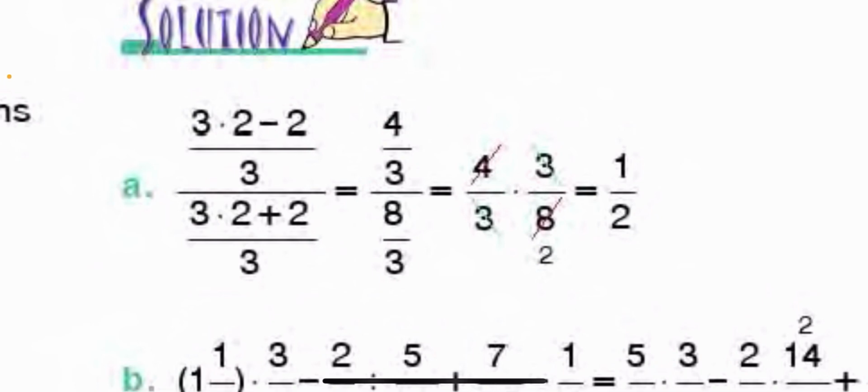Now this is called a complex fraction because we have fractions in the numerator and denominator of this big fraction. In fact this is a division, so we switch it into multiplication. We change the places of the fraction 8 over 3. And we simplify these 4 and 8. We divide them by 2, so we get 1 over 2. Also, we simplify 3 and 3.